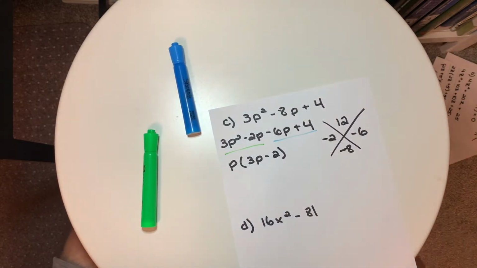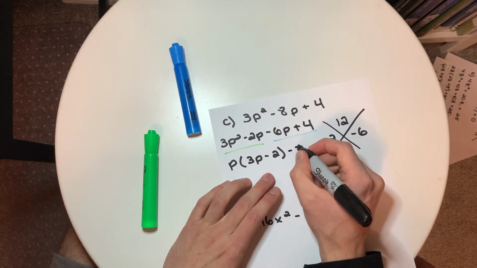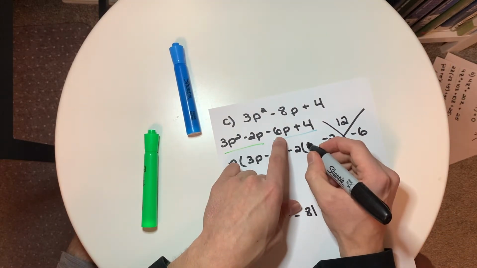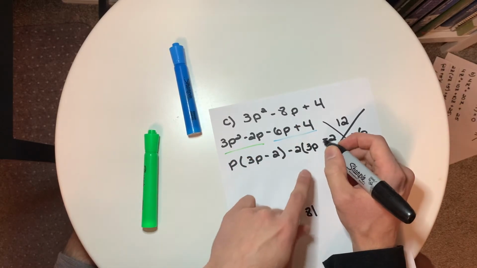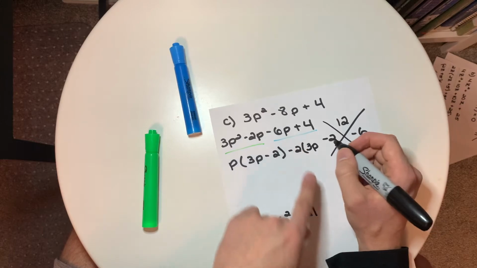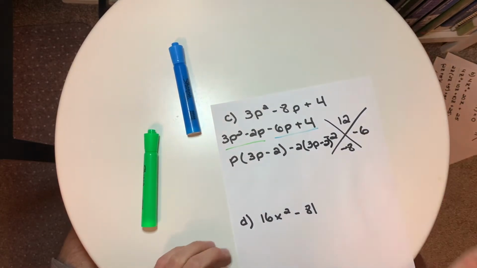And then what can we take out of this one? Well, it looks like a 2 from 6 and 4. So we're going to say minus 2. And if we pull a 2 off of 6, that's going to leave us with 3p. And if we take a 2 off of 4, since it's a positive term, we're going to have to make this a negative as well, like we did in the previous problem.